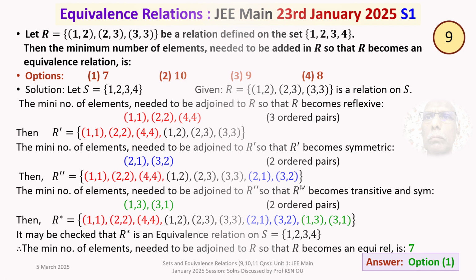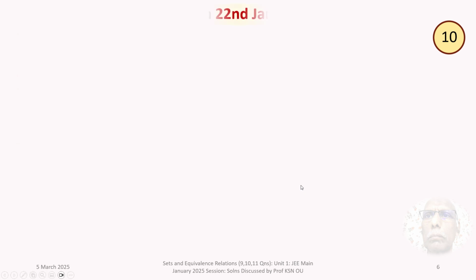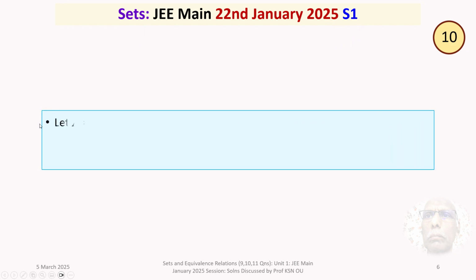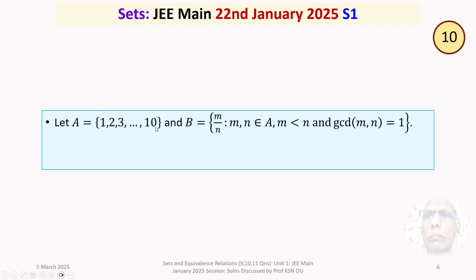Move to the next question, question number 10. This question has appeared on 22nd January 2025 in the morning shift exam, and it is related to sets. Let A be the set consisting of 1, 2, 3 up to 10, and B is the set consisting of m by n, where m and n belong to A, m less than n, and the GCD of m comma n is 1.